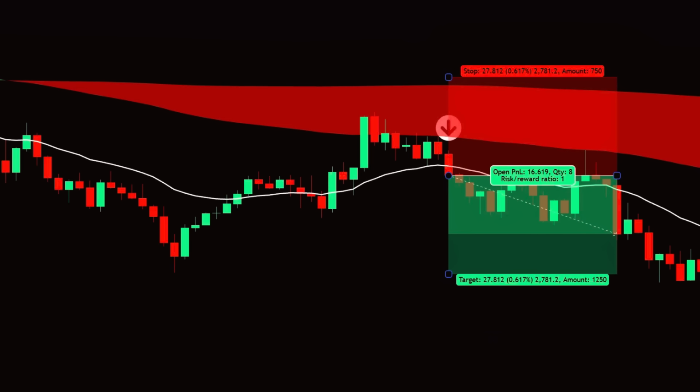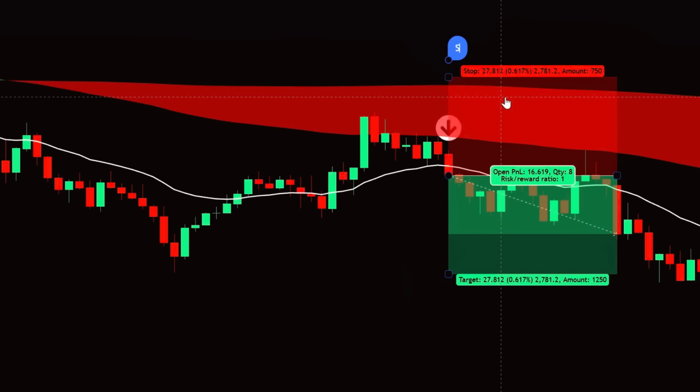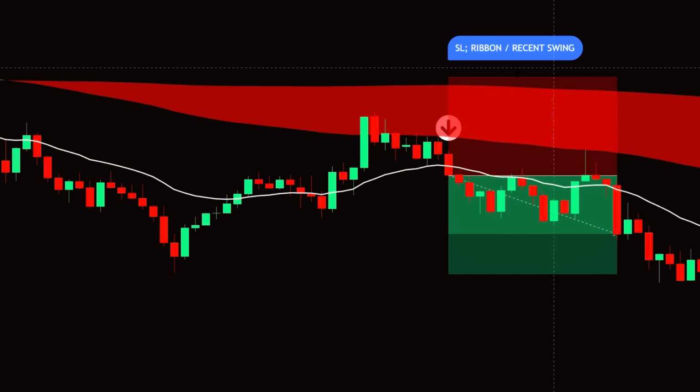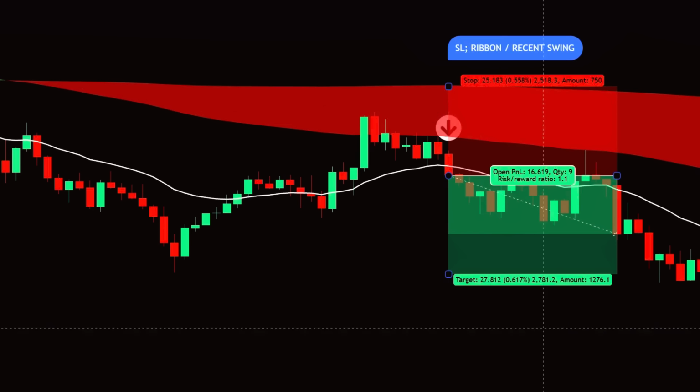The stop loss goes above the most recent swing high or right above the ribbon. Why? Because if price breaks above that area, the original trade idea is no longer valid. What we thought was a pullback might actually be a structural reversal. The market is telling us our analysis was wrong. That's exactly when we want to get out. Good risk management isn't about avoiding losses. It's about making sure every loss happens for a logical reason.